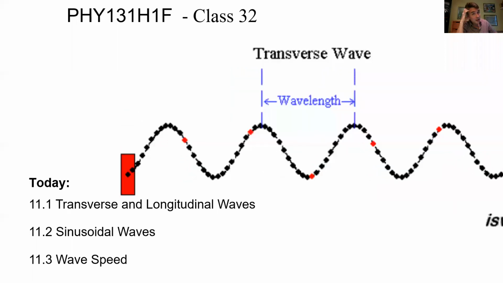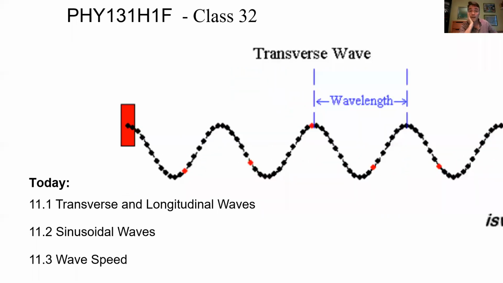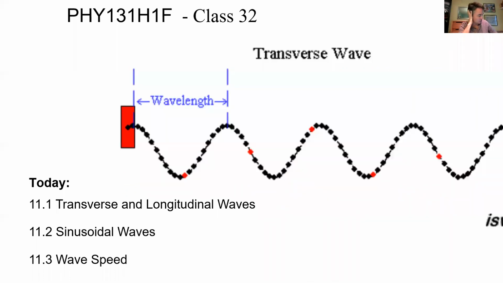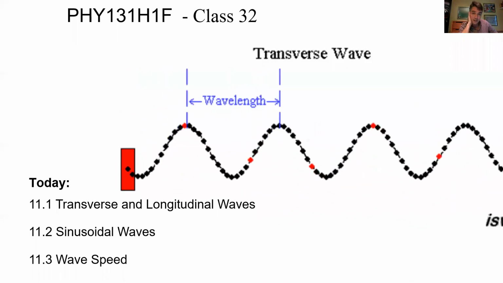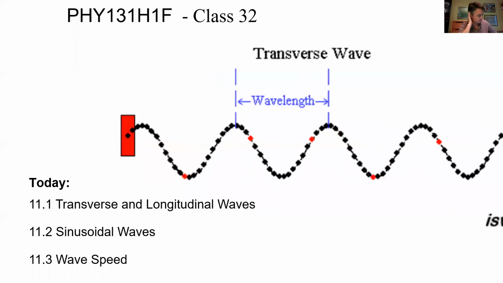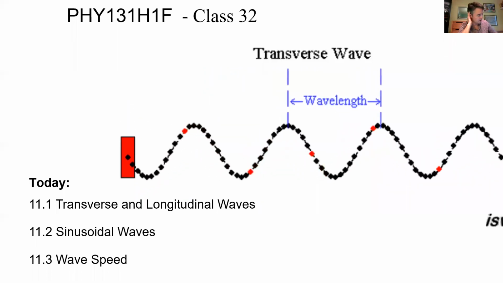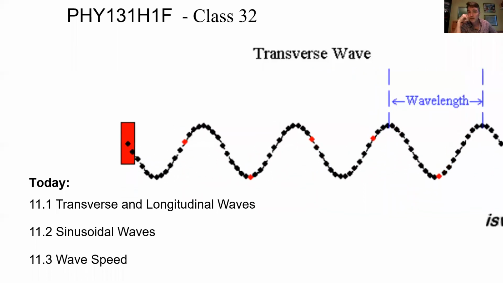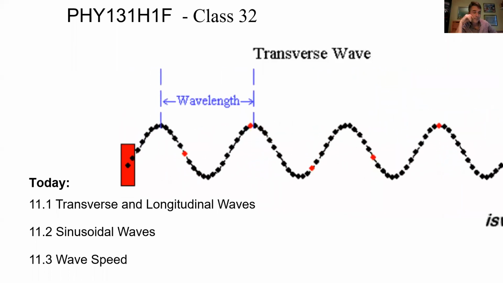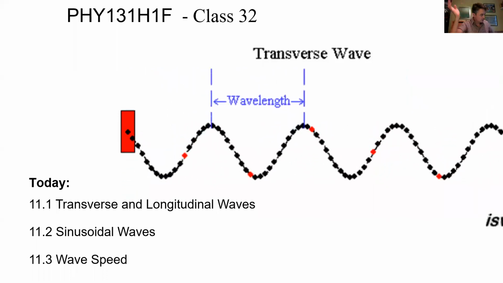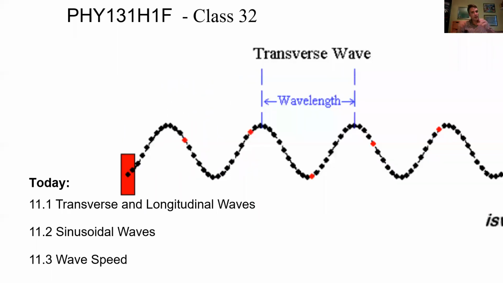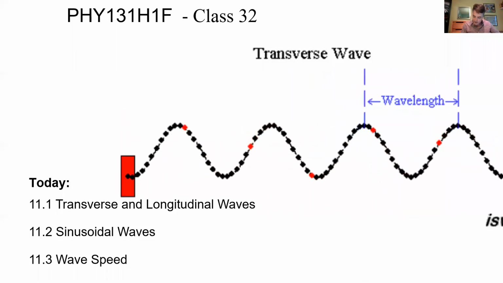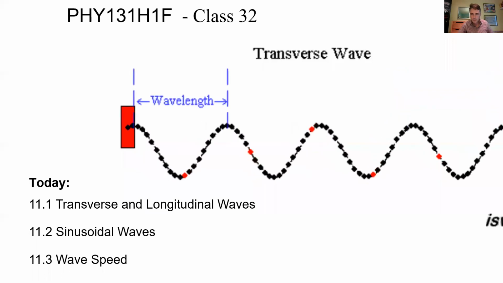Today we're starting in on chapter 11, which is on waves. This is the last chapter we'll be doing in this course. Today I'm going to talk about the difference between transverse and longitudinal waves. I'm going to talk about sinusoidal waves, and you'll see a lot of equations similar to the equations you saw back in chapter 10, because any little part of a wave is oscillating with simple harmonic motion. And we're going to talk about wave speed and how that's determined.